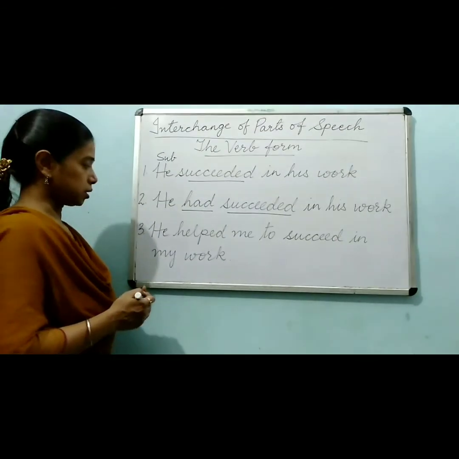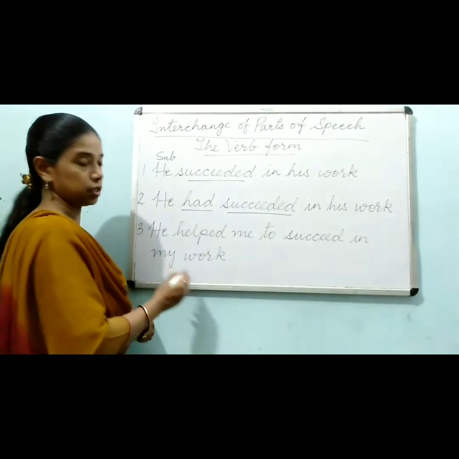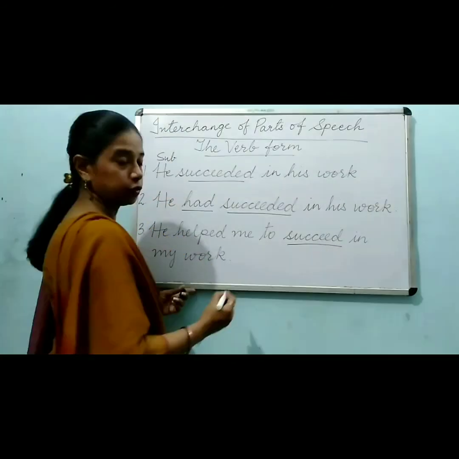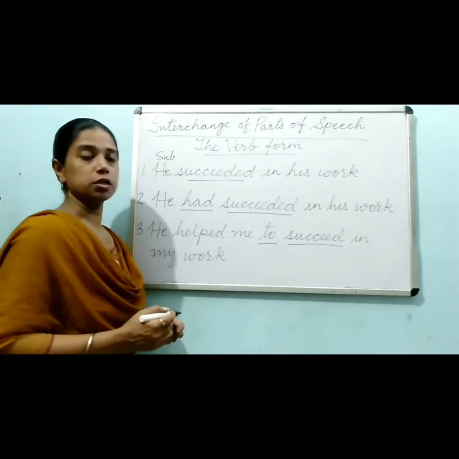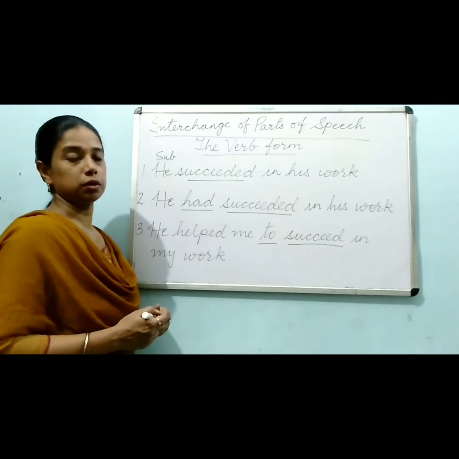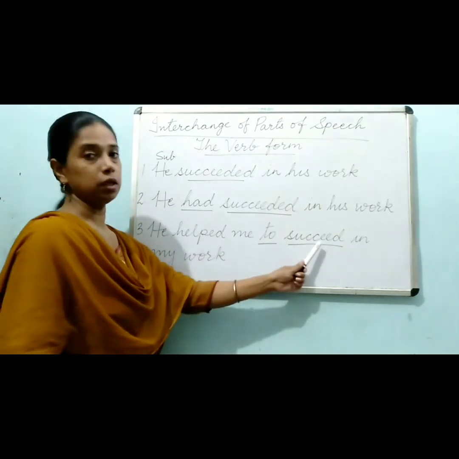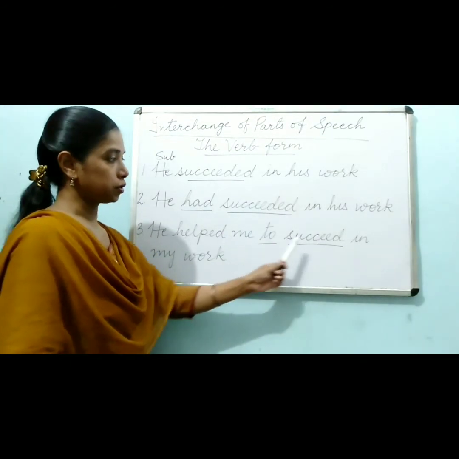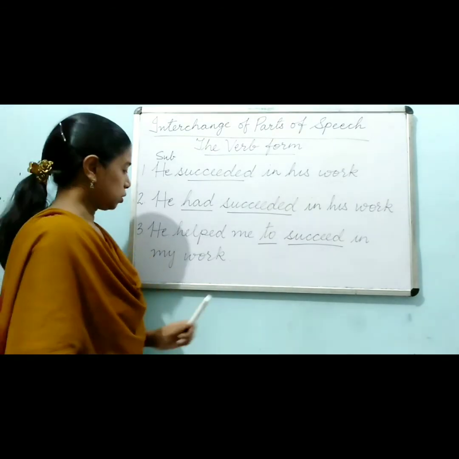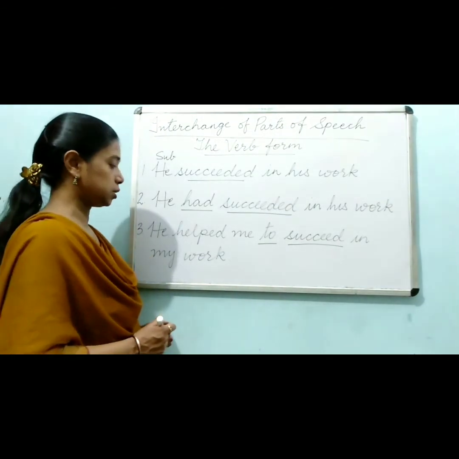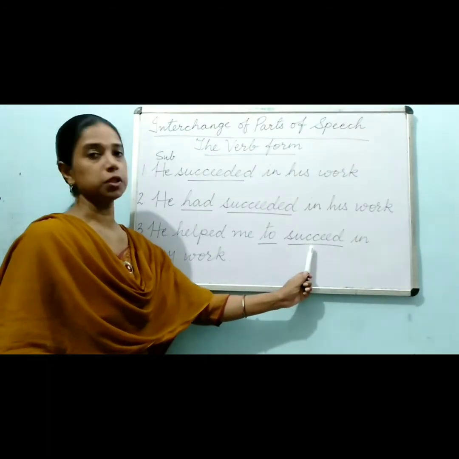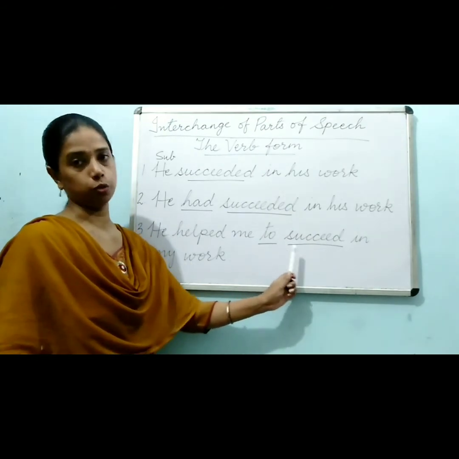Then in the third sentence, he helped me to succeed in his work. Here you can see I have used succeed, the verb form, with to. So here it is used as an infinitive. An infinitive, children, is when you write or use to with a verb. So here I have written the verb form with to and made it into an infinitive. So he helped me to succeed in my work. And when you write with to, children, mostly remember that a simple present tense is used after to.